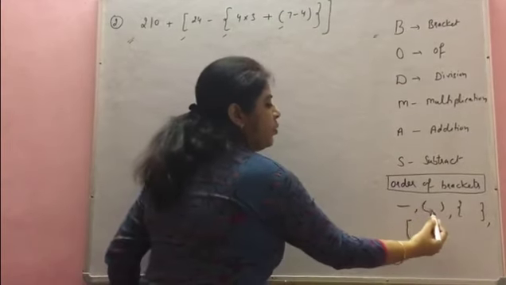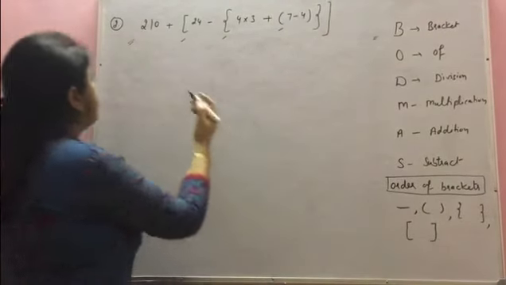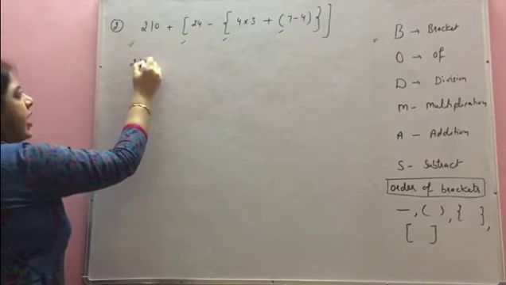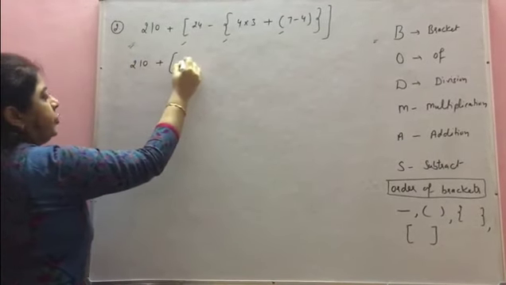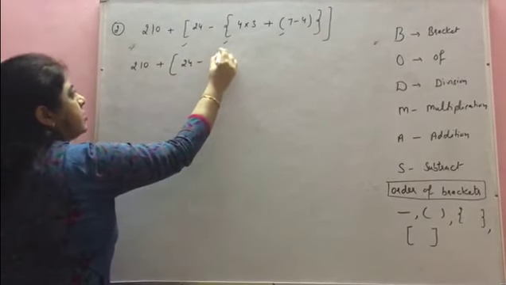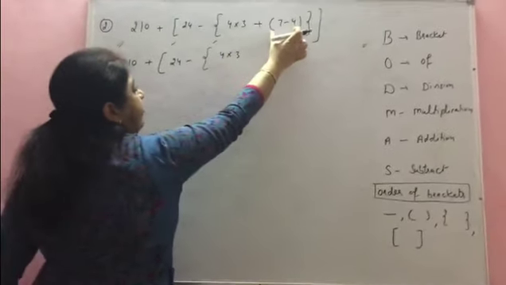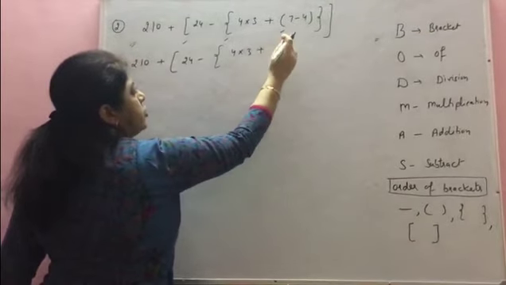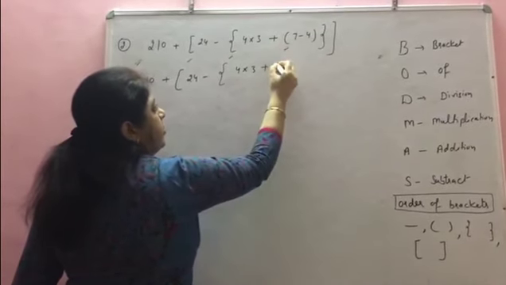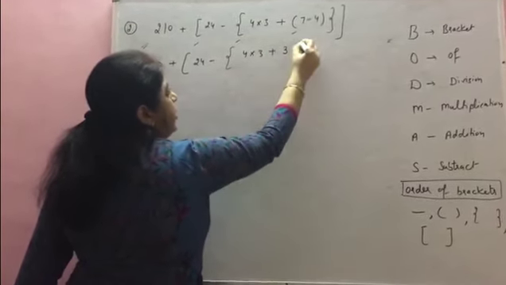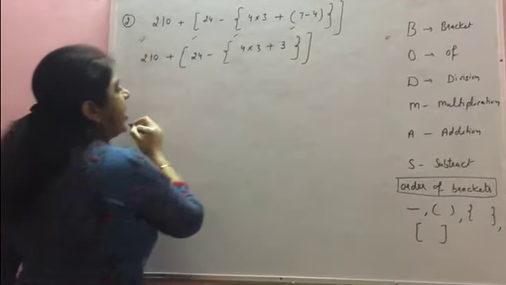It means the small bracket will be solved first. So keep the rest as it is. 24 minus this curly bracket will remain the same. This is the small bracket, which will be solved first. So 7 minus 4, what would the answer be? 3. Now keep the rest of the brackets as it is.